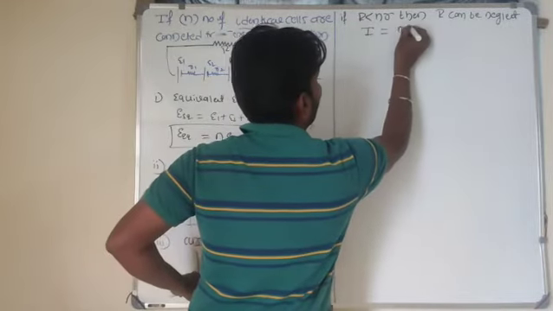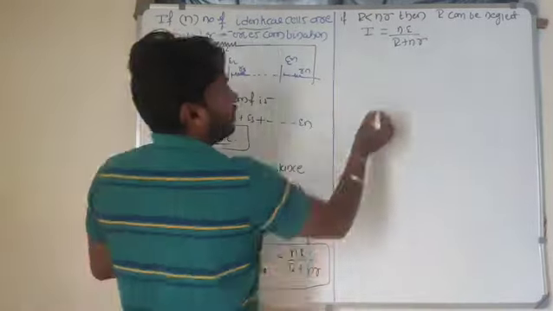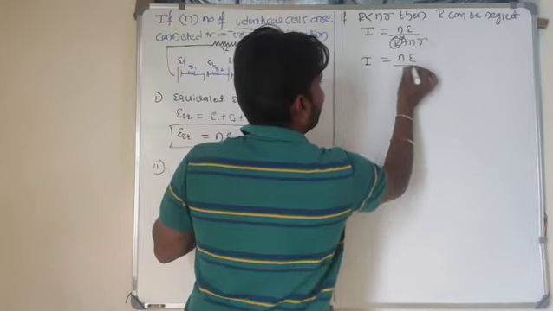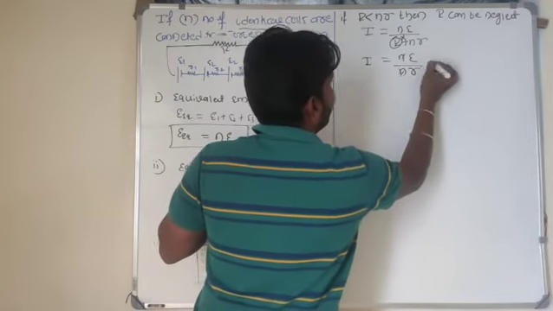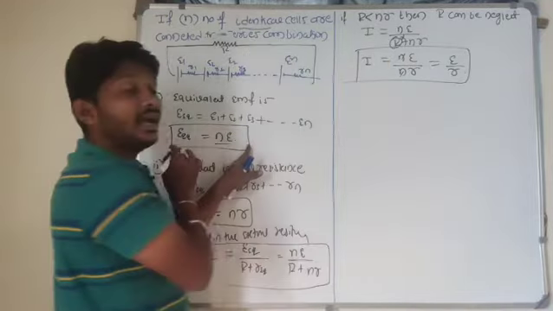what is the formula I am having? n into E divided by R plus n into r. If I neglect this R term, what will you get? n into E divided by n into r. The n term will get cancelled out. I is equal to E by r here.